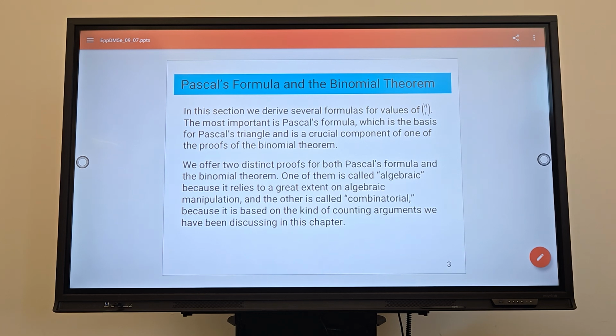One of them is called algebraic because it relies to a great extent on algebraic manipulation, and the other is called combinatorial because it is based on the kind of counting arguments we have been discussing in this chapter.